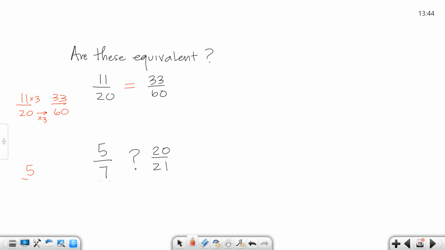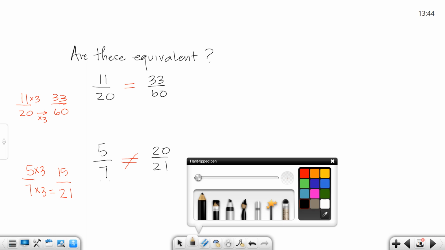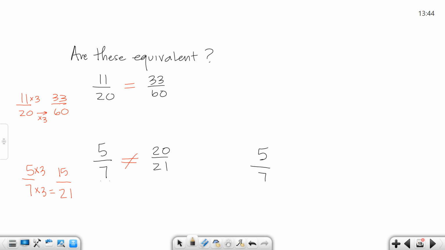Now let's look at the bottom. On the bottom, to get from 7 to 21, I can multiply by 3. So if I multiply by 3 on the bottom, I have to multiply by 3 on the top, which means I'd get a 15/21. But that's not what I got here. So what that means is that these are not equivalent, and equivalent means the same thing as equals. Now you're welcome to also do the butterfly method. So if you were doing the butterfly method here, I'm going to use the bottom one because the numbers are a little smaller.